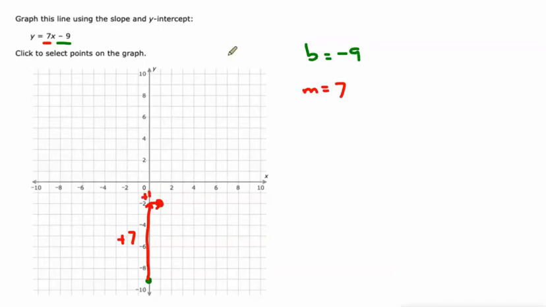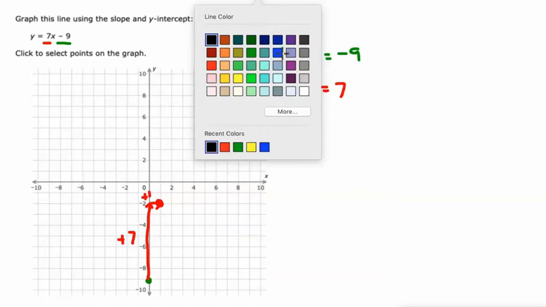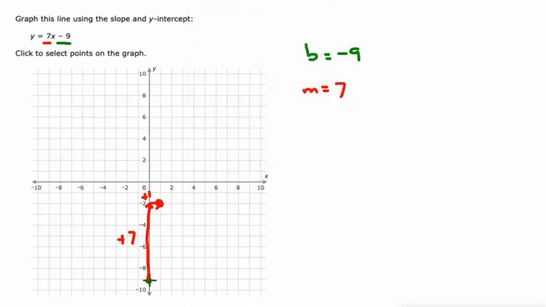So that point right there. And a line through those 2 points, there we go, would give us the line of that equation. That's going to be that line right there. So we just plot the y-intercept, use the slope to get another point, and we've got a line running through those 2 points that represents all the solutions to y equals 7x minus 9.